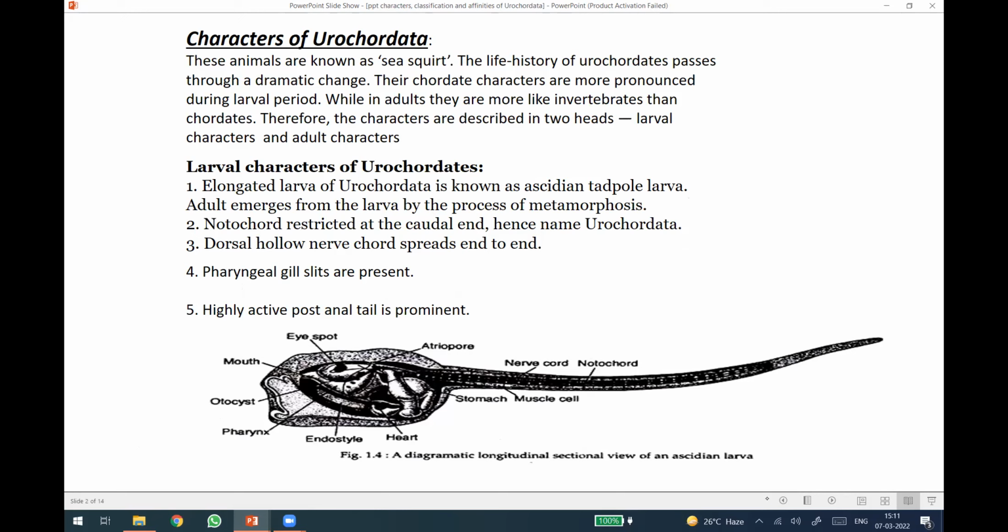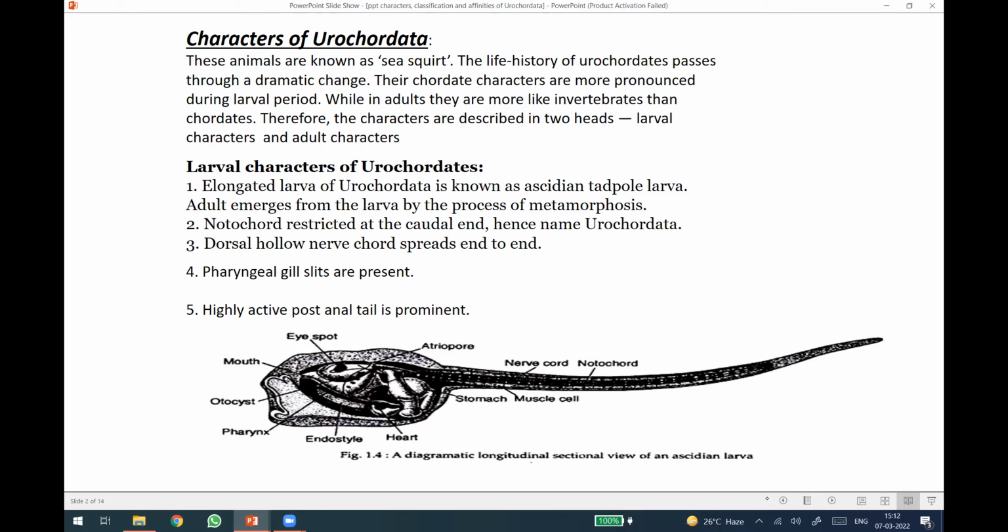Protochordates originally have three groups: the Hemichordata, Urochordata, and Cephalochordata. Hemichordata is now questionable, rather no longer kept with the protochordates. It is a branch of non-chordates only. That characters and affinities have been done in the previous lecture. Now let's start with the Urochordata.